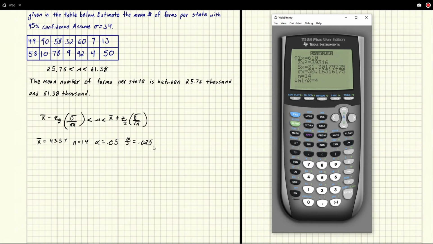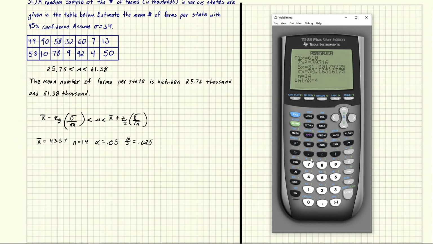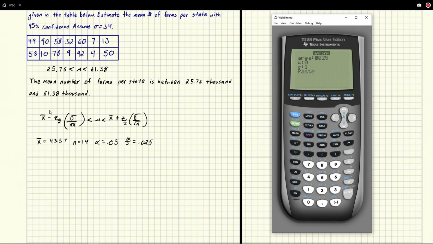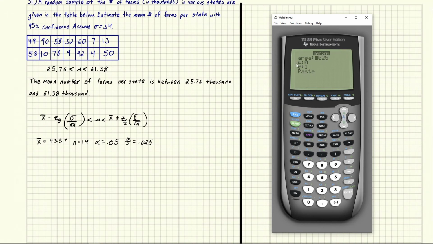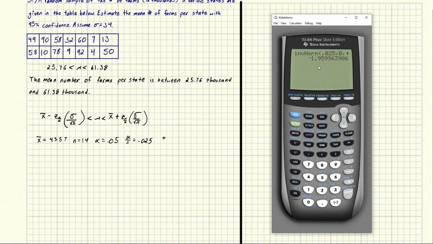Now you can do this by doing the calculator. And since we're doing a z-score, we just use an inverse normal because z-scores go with normal distributions. So we go to our distribution menu, second distribution. We go down to inverse normal, number 3. And our area is 0.025. And since we're doing z-scores, we use a mean of 0 and a standard deviation of 1. So that's all fine. And we get negative 1.96. And it's actually going to be plus or minus 1.96.